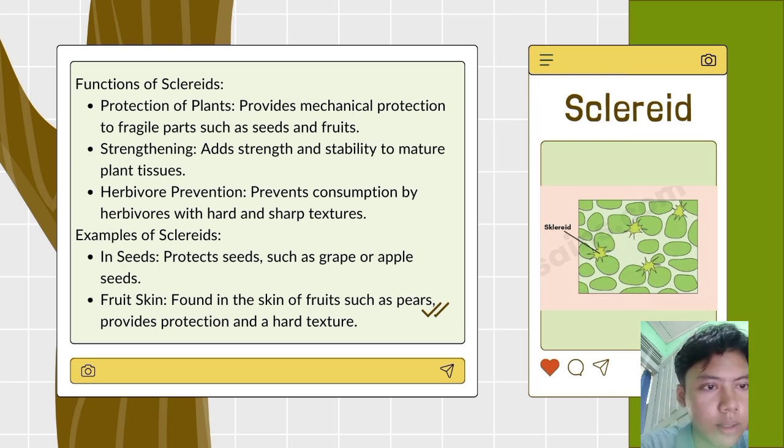Examples of sclereids we can find in seeds, such as grape or apple seeds, and in fruit skin. Found in the skin of fruits such as pears, they provide protection and a hard texture.